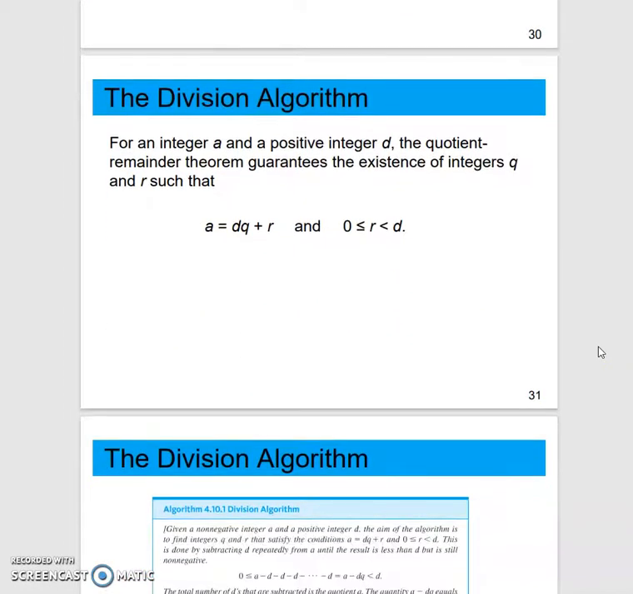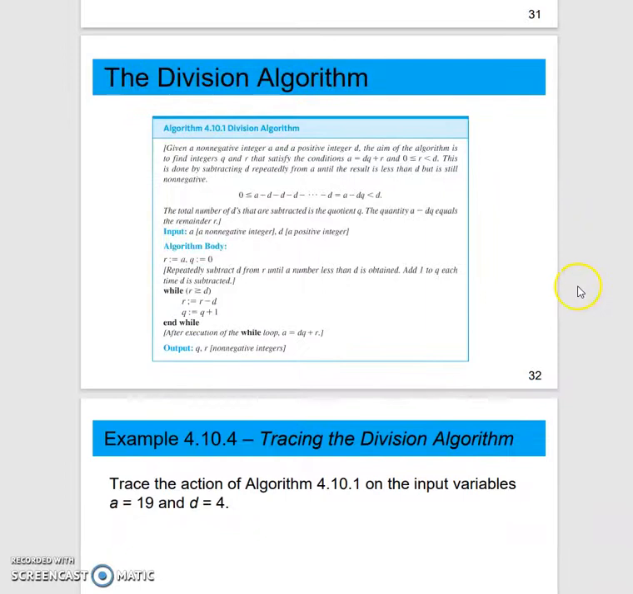Let's specifically look at the division algorithm. Now, if you've never seen this before, that's okay. We're just going to hit the basics of it. So here, Q is the quotient, R is the remainder, A and D are basically what we're putting into this.